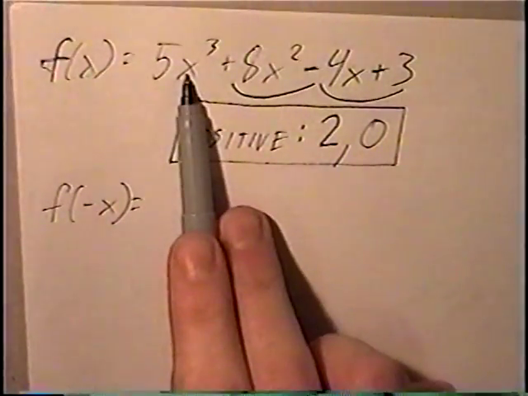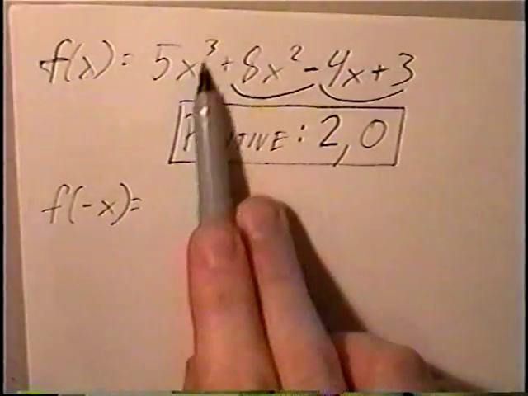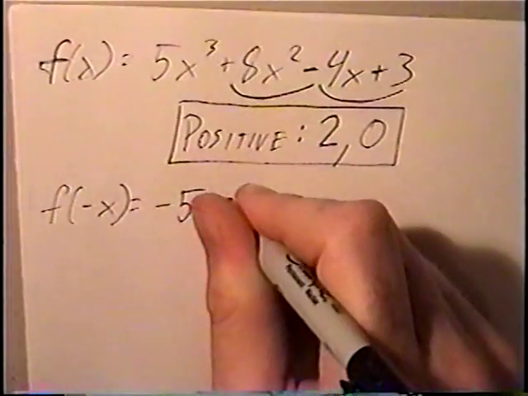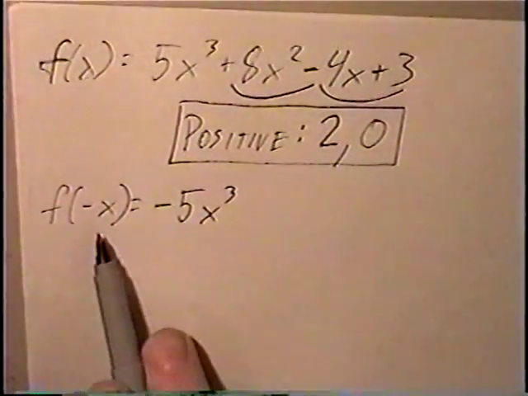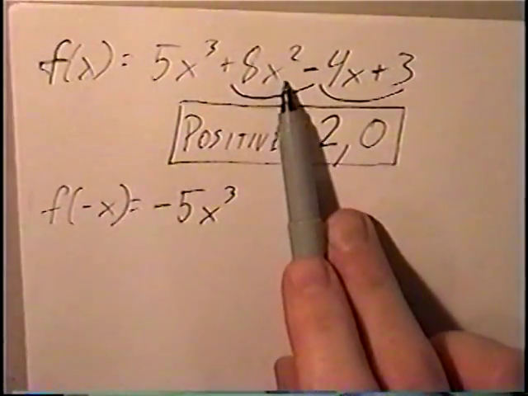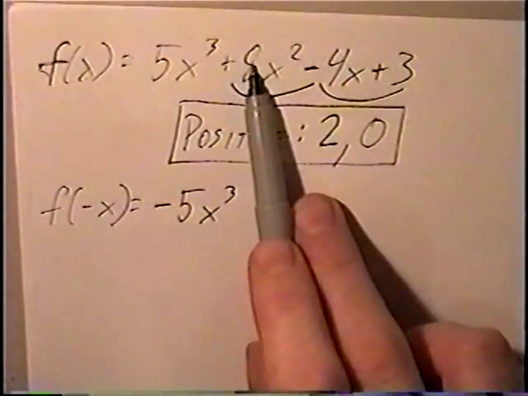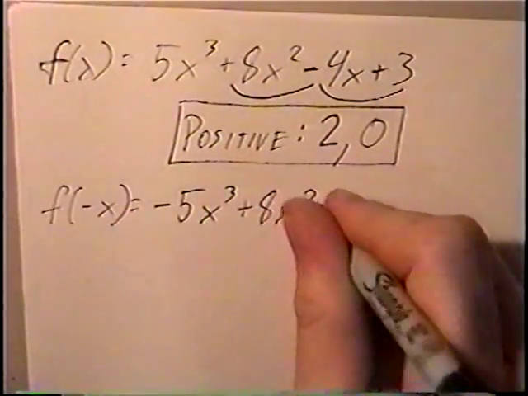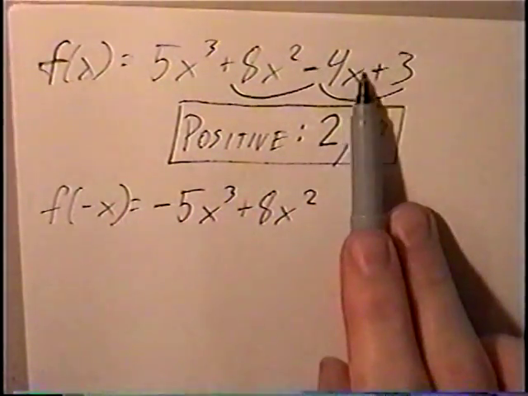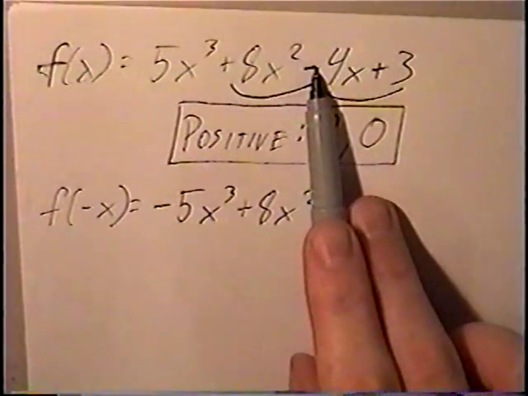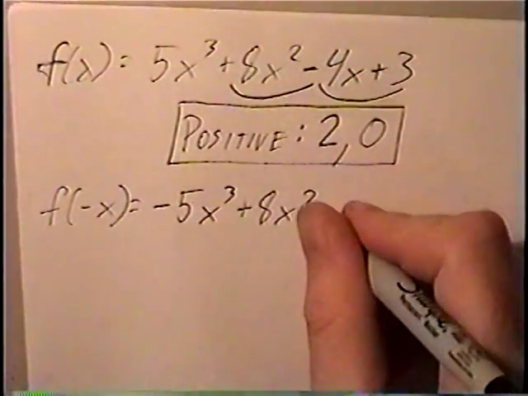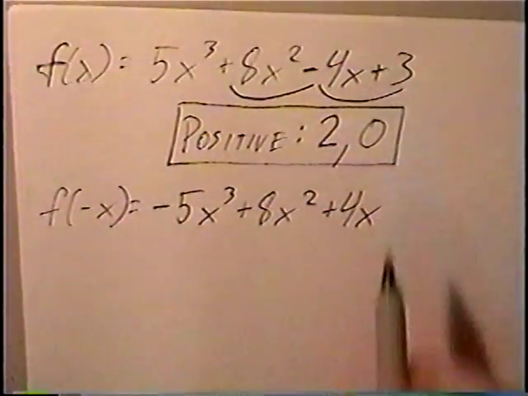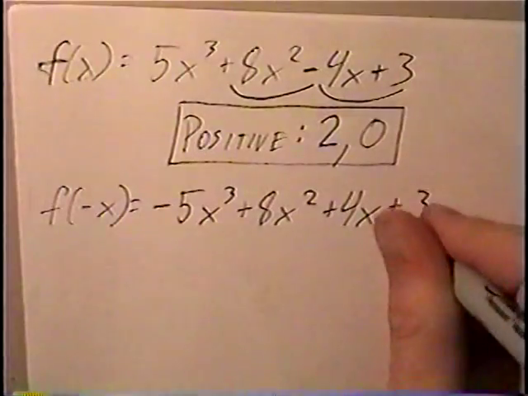For example, if you plug a negative in to the cubed power, 3 negatives will change this to a negative 5, and we'll still have x cubed. But if you put a negative in to the squared power, a negative times a negative would be positive, so the positive 8 would stay the same. If you plug a negative in just to the x, that negative would multiply with the negative 4 to change that to a positive 4x. And the constant 3 would always stay the same.